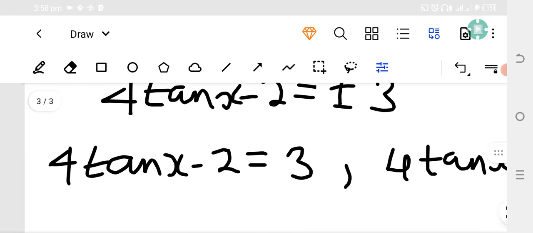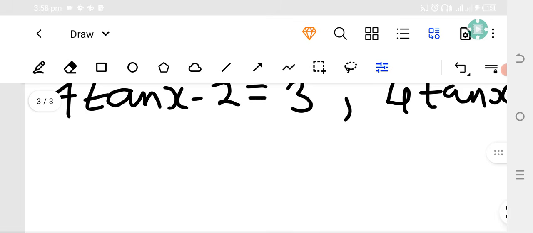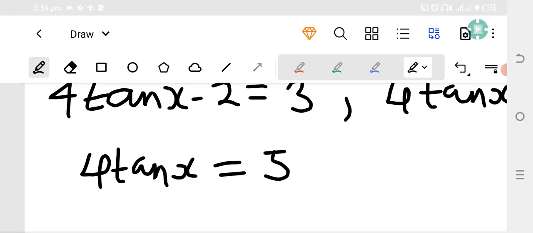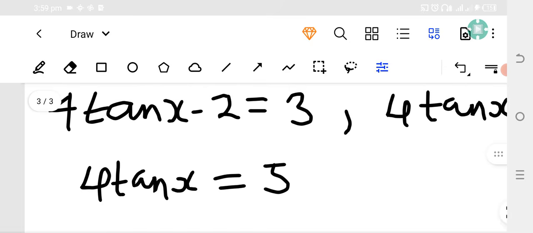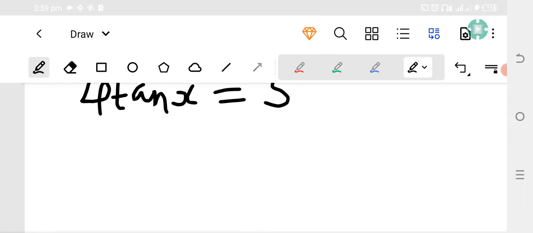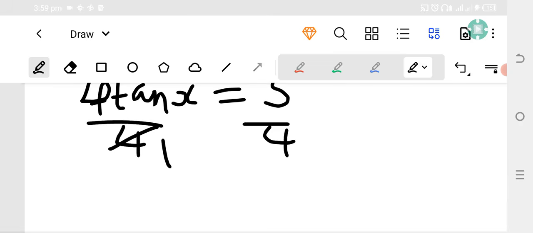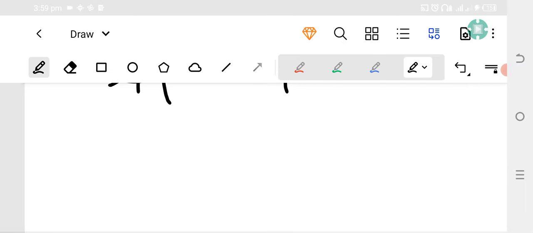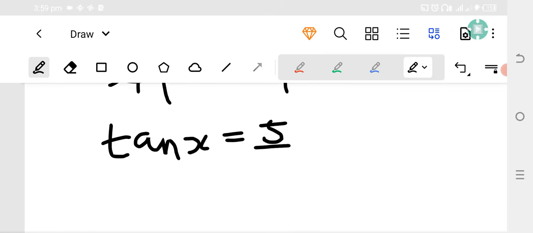So this is just like an equation, where we just want to remain with tan x. First thing that we'll do is we'll say 4 tan x is equal to 3 plus 2 is a 5, because when the 2 goes on the other side, it becomes positive. And then we divide by 4, divide by 4. 4 can go into itself a 1, into 4 it's a 1. And then we'll have tan x being equal to 5 over 4.